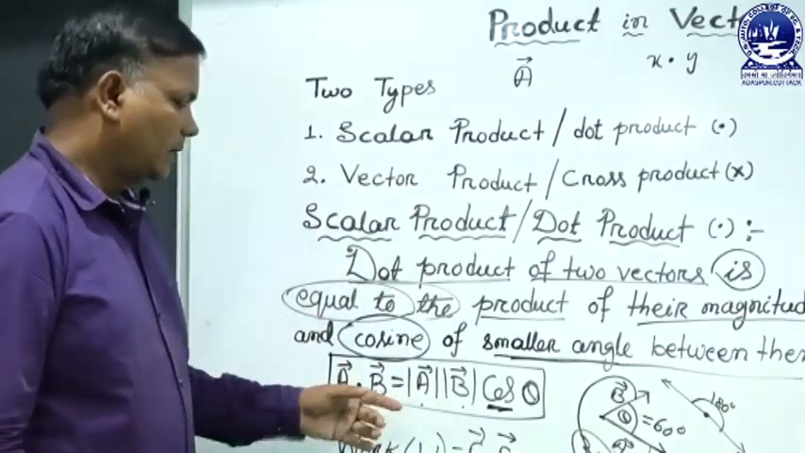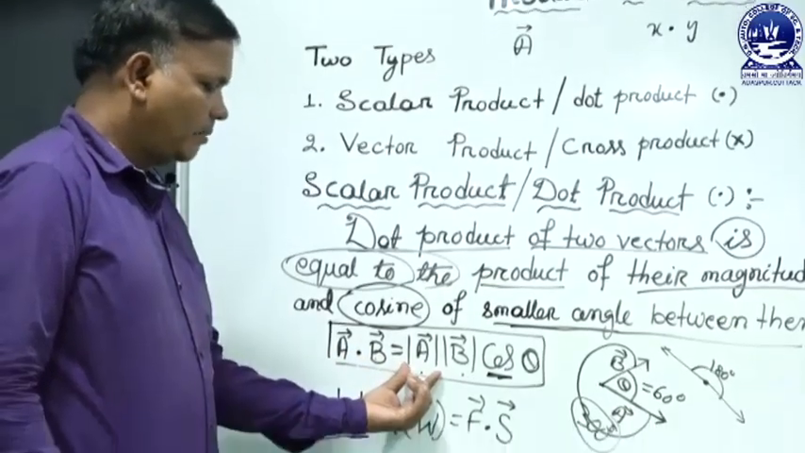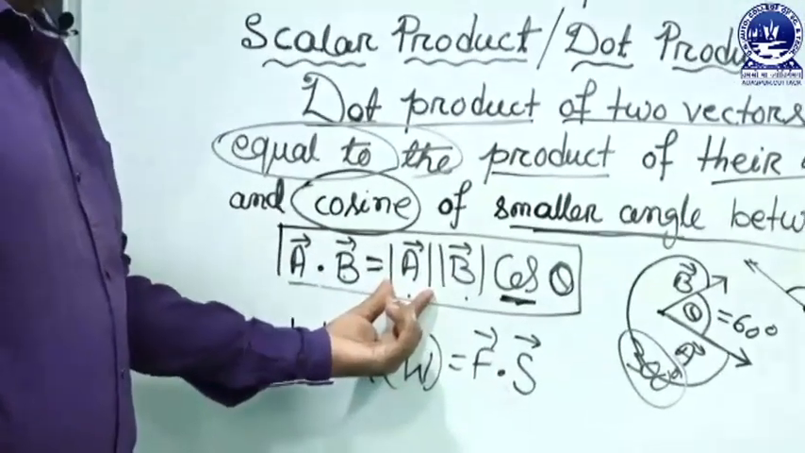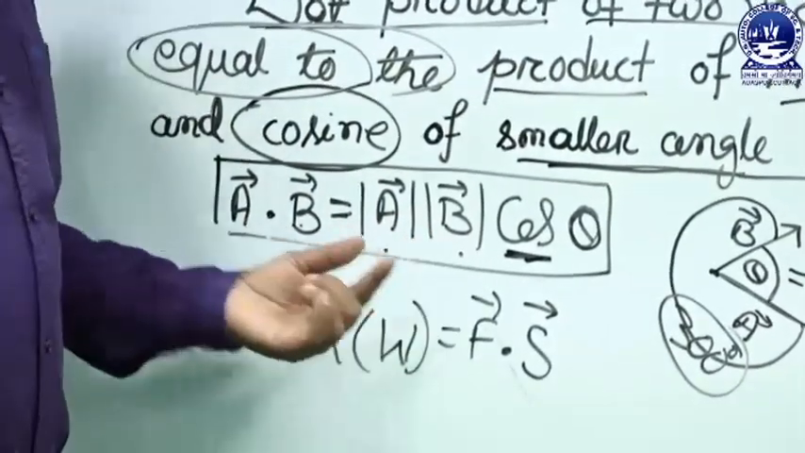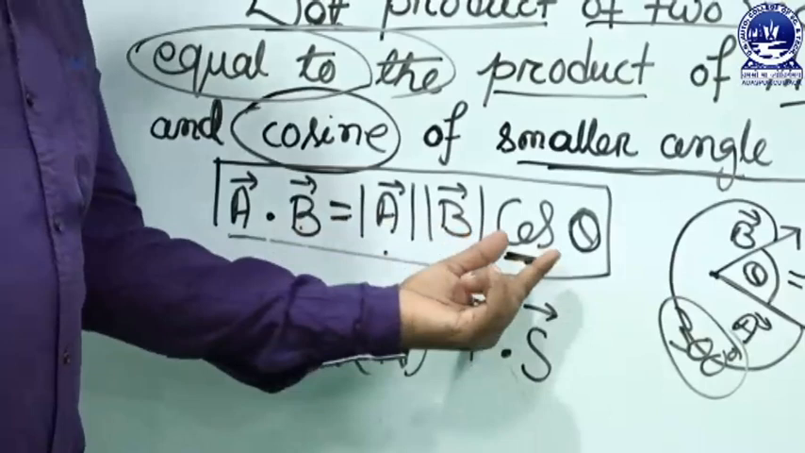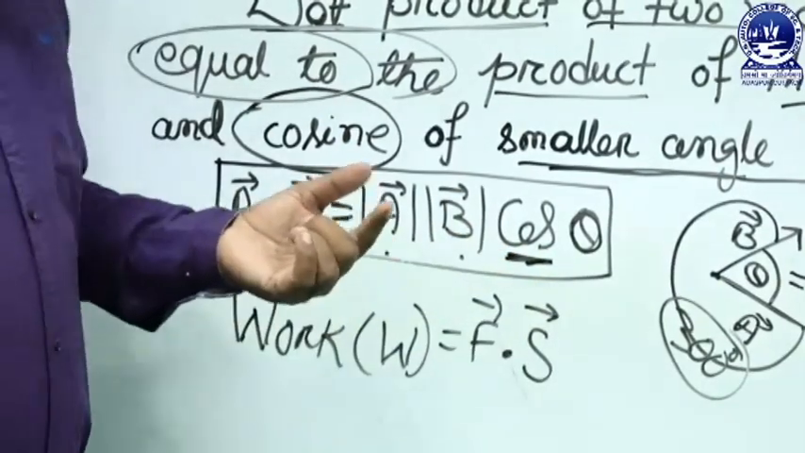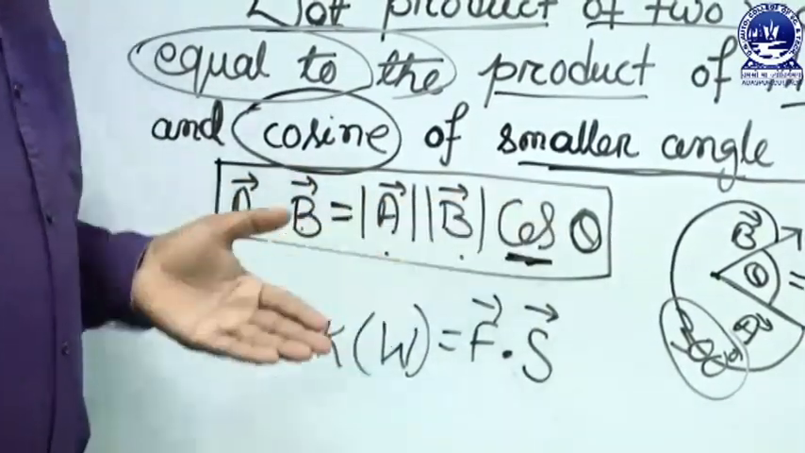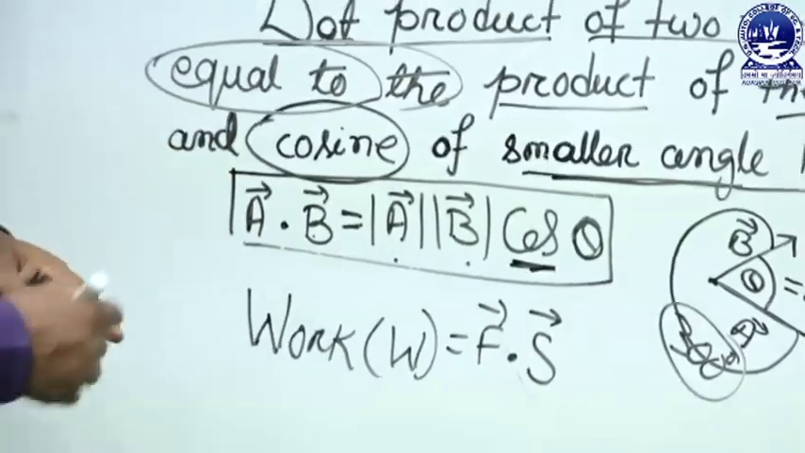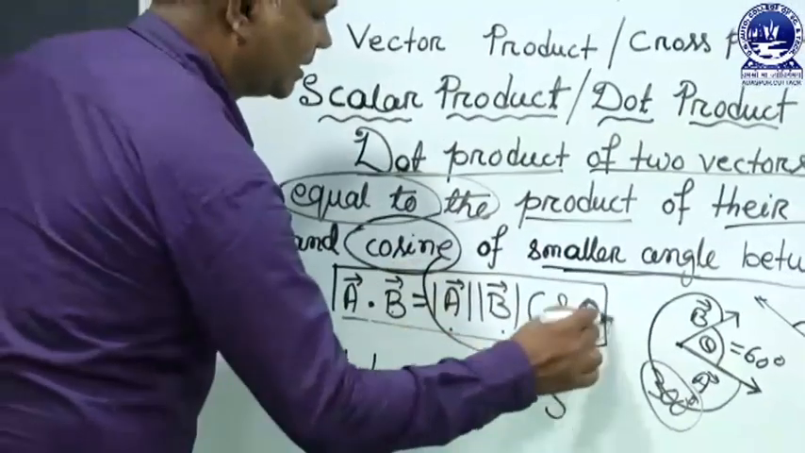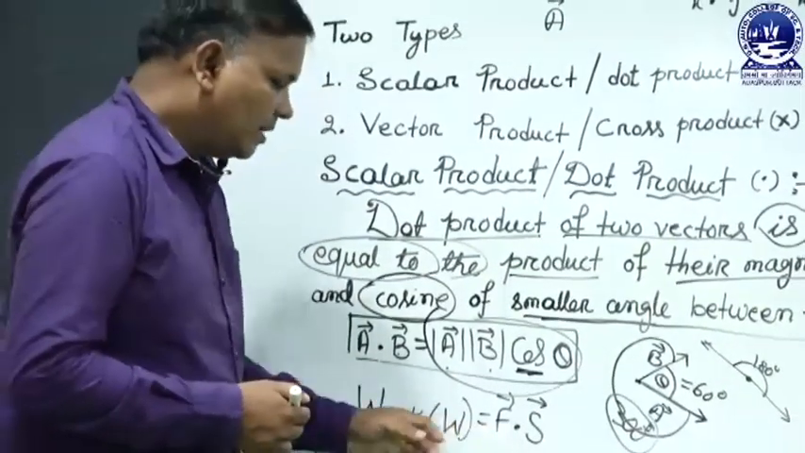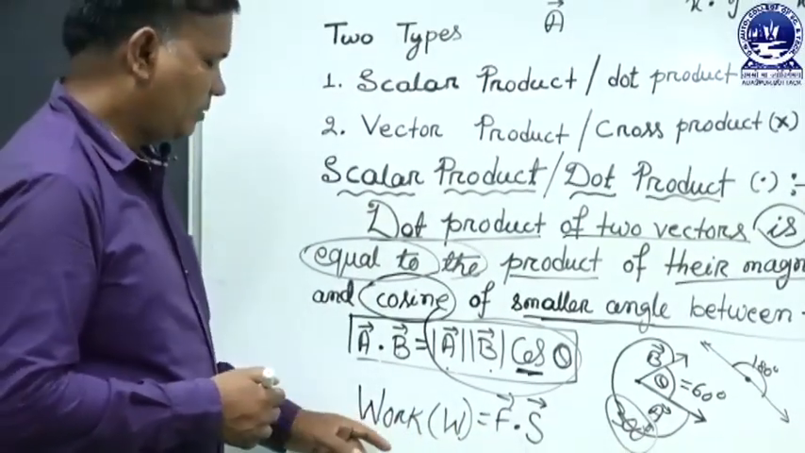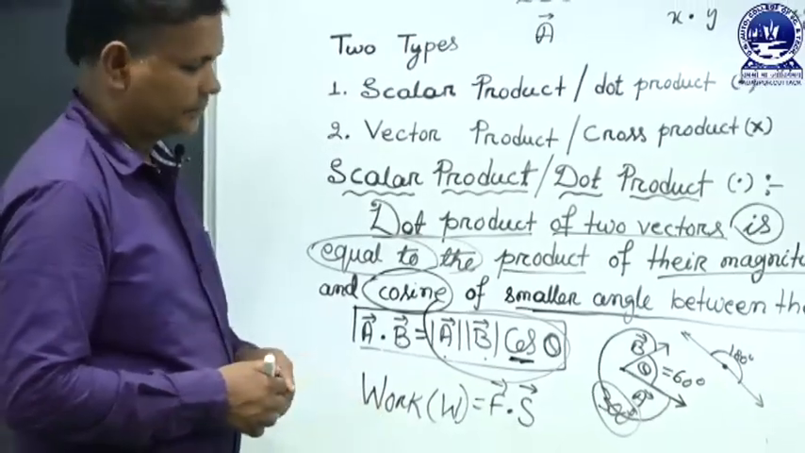In the formula, the magnitude of A is a number, so it is a scalar. The magnitude of B is also a scalar. Cos theta is a number, also a scalar. The product of scalars is a scalar. So from the formula it is clear that A dot B is a scalar. And the example is work, the most favorite example.